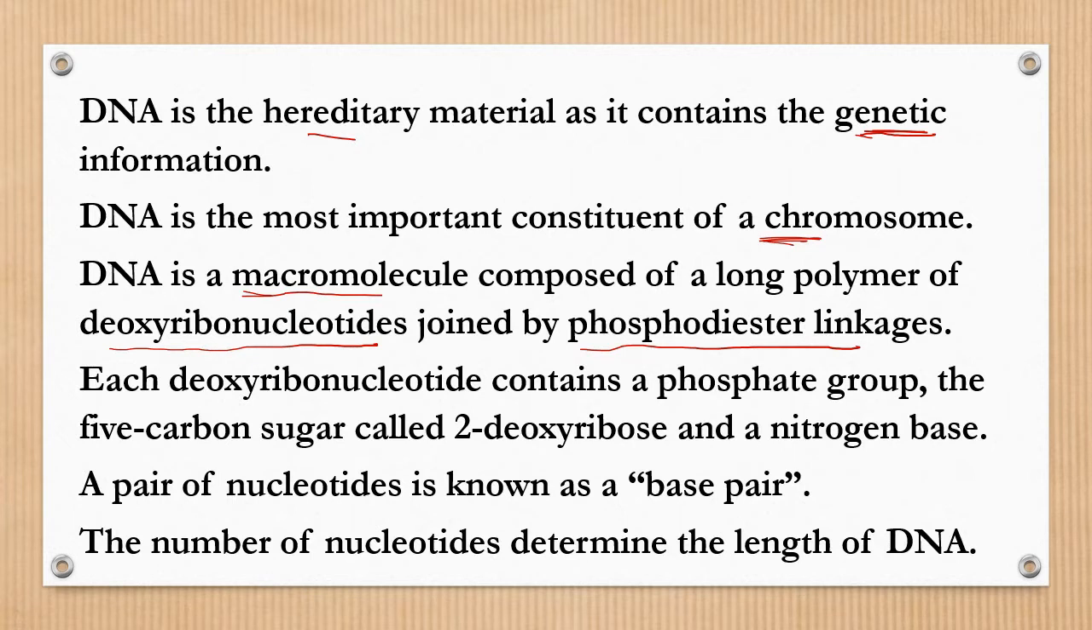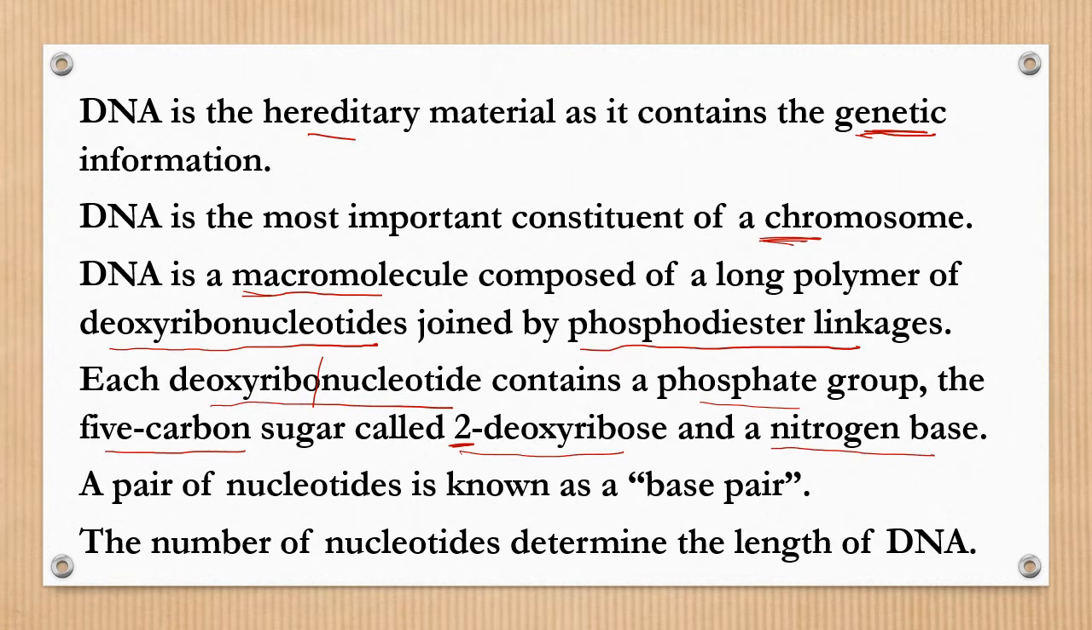Now, each deoxyribonucleotide contains a phosphate group and a 5 carbon sugar that is called deoxyribose. The prefix deoxy indicates that the second carbon does not have an oxygen atom. So 2-deoxyribose is the 5 carbon sugar present in the deoxyribonucleotide, along with a nitrogen base.